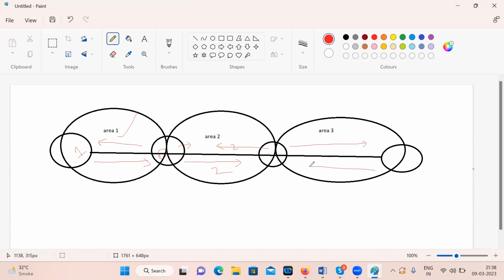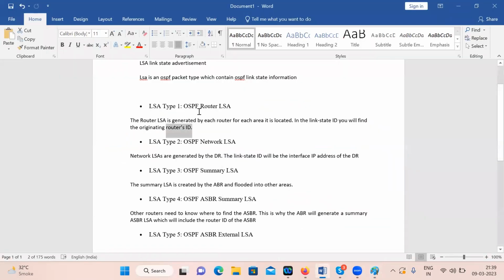This is the reason two different regular areas are not able to communicate with each other. Why? Because type 1 LSA is stopped on your area border router. It will never cross from one area to another area. Okay, so this is type 1 LSA.